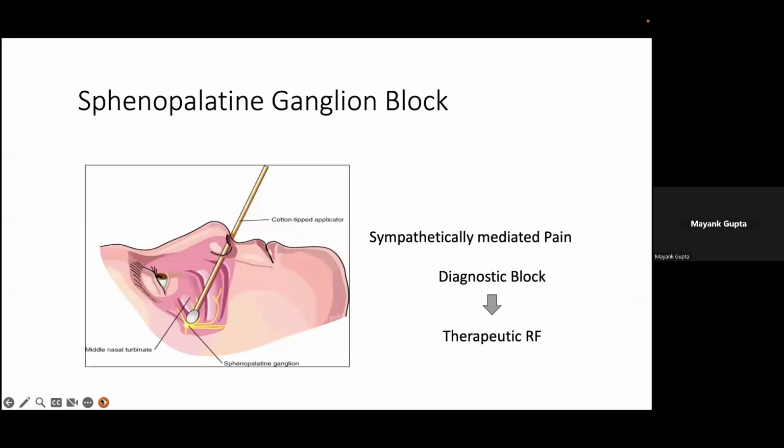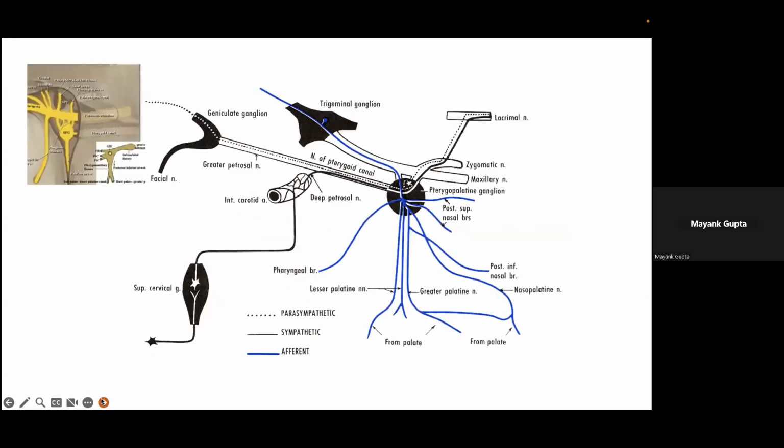What I have found very effective in patients with head and neck cancer and low resource setting is a sphenopalatine ganglion block. So the sphenopalatine ganglion is the largest ganglion outside the cranium. It has sensory, motor, sympathetic and parasympathetic components, and it is effective for a lot of pain conditions of head and neck.